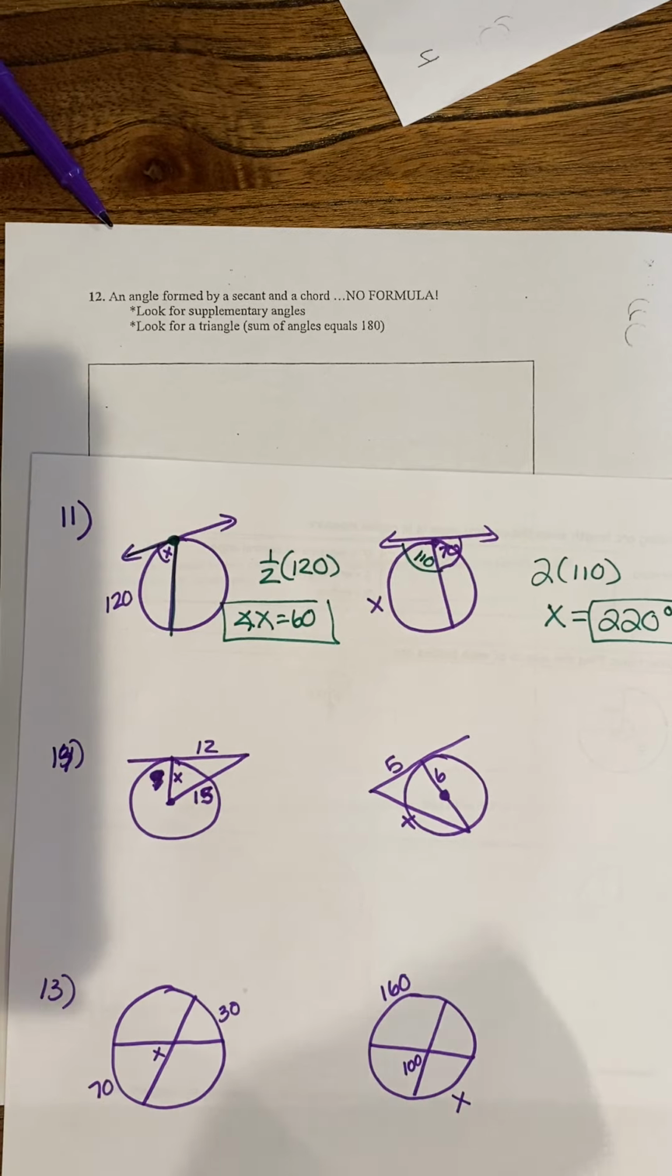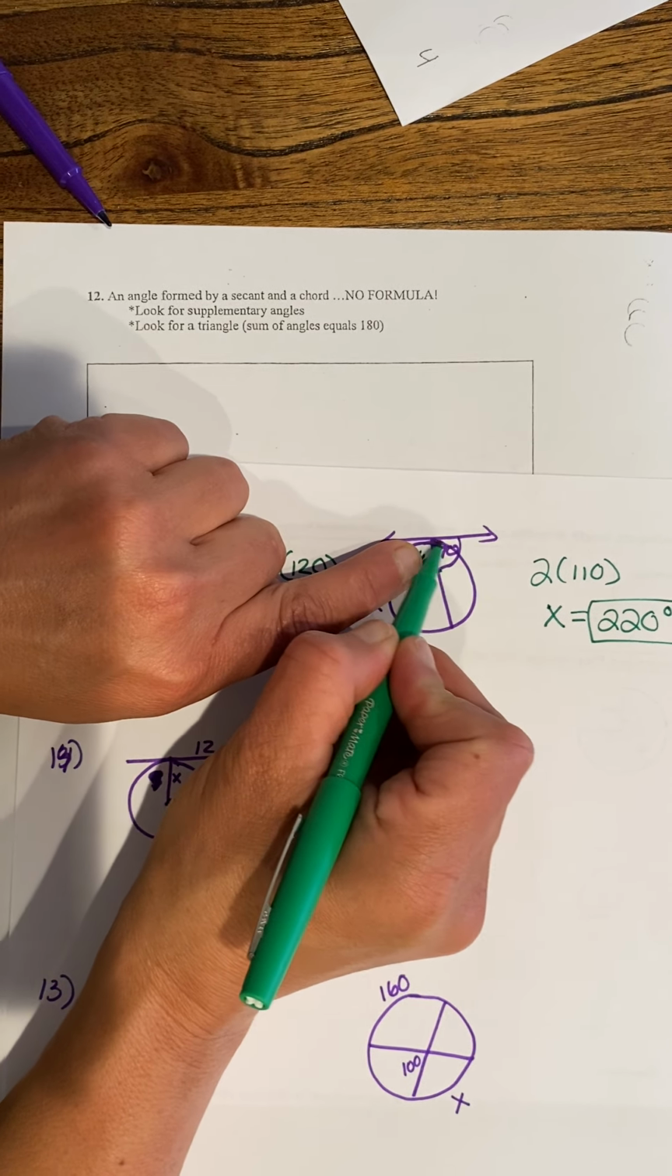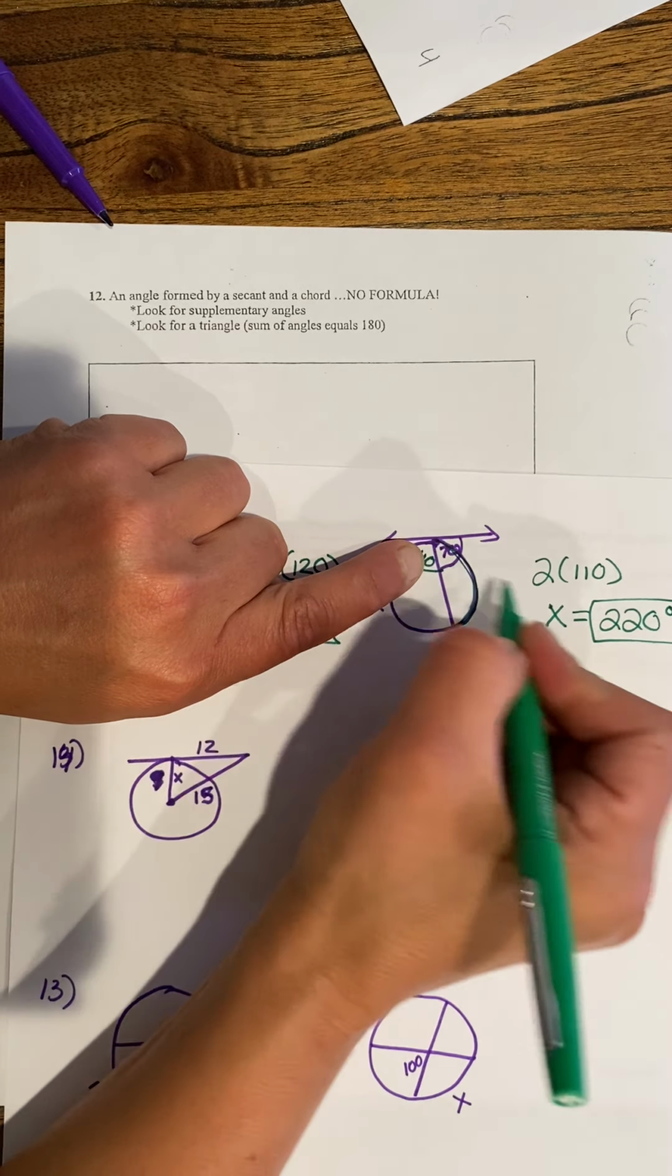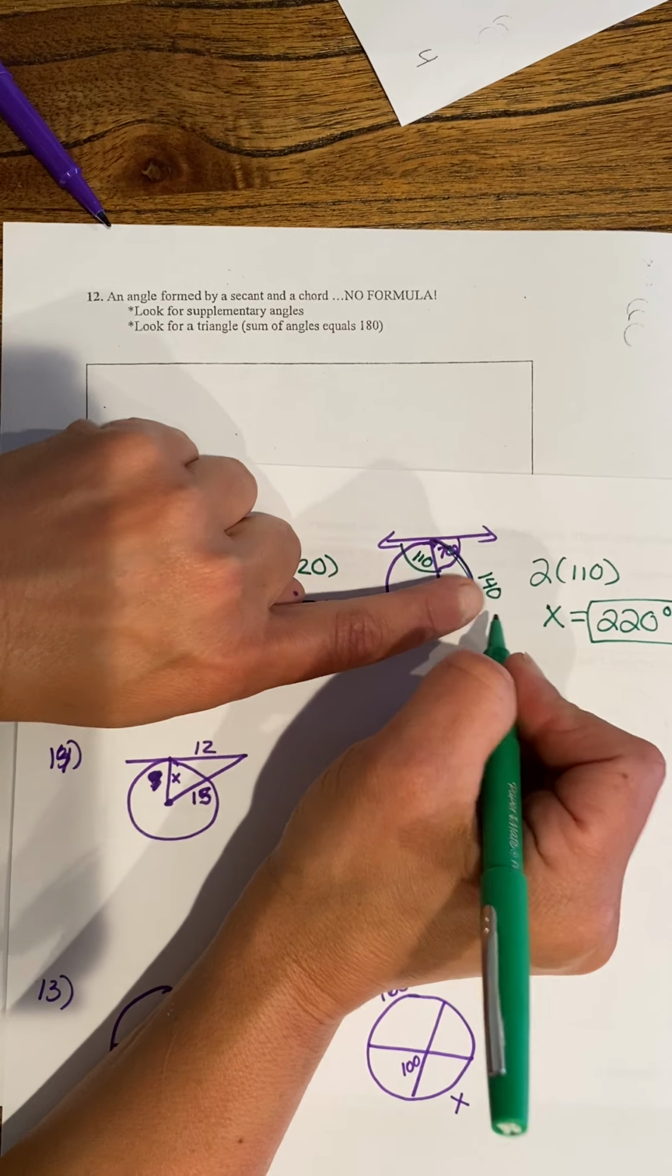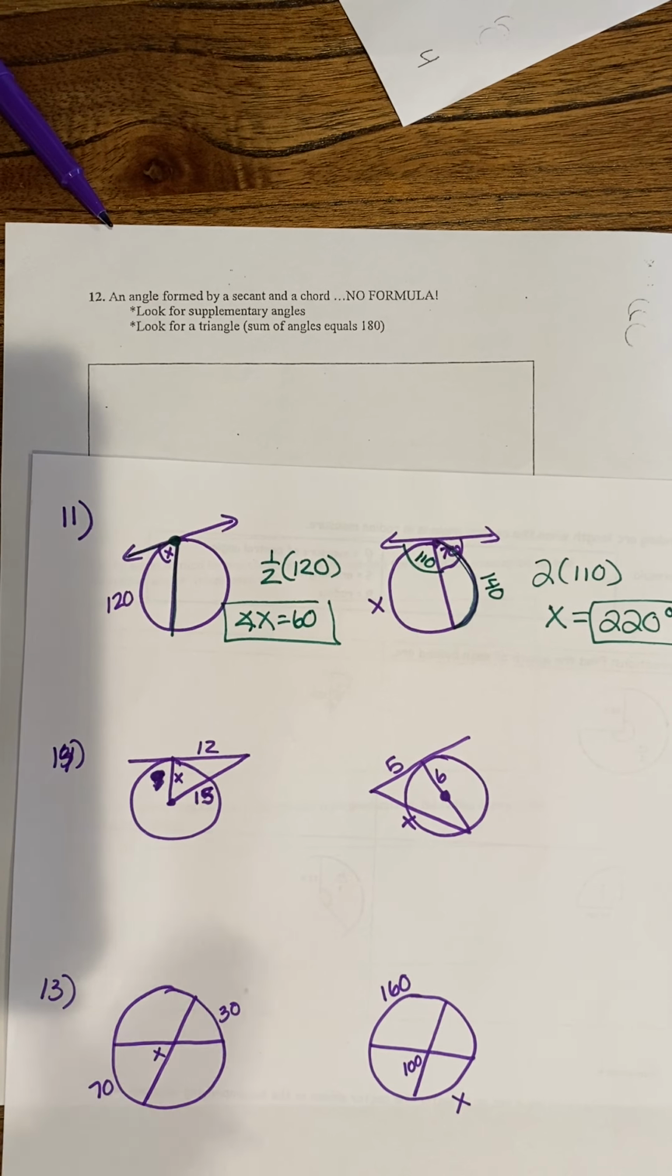The other thing you could have done is say, if I know this 70 has to be half of this arc, that means this arc is 140. And if I subtract from 360, don't I still get 220? So there's really two ways you could have done it.